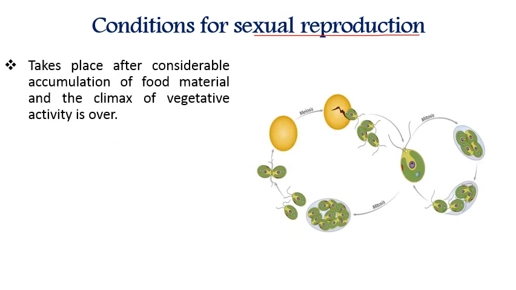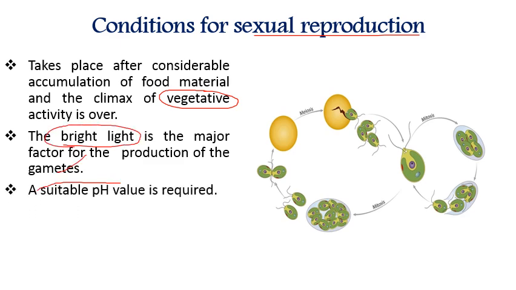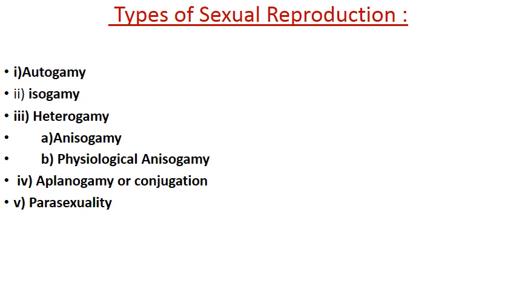The next topic is conditions for sexual reproduction. It takes place after considerable accumulation of food material, when the climax of vegetative activity is over. Initially the plants grow vegetatively. After attaining a certain age they enter the reproductive phase. Some factors are responsible for this, like bright light, which is a major factor for the production of gametes, then suitable pH, then optimum temperature. These conditions must be fulfilled for sexual reproduction. We have different types of sexual reproduction: autogamy, isogamy, and heterogamy. Heterogamy is of 2 types, anisogamy and physiological anisogamy, then aplanogamy and conjugation, and finally parasexuality.